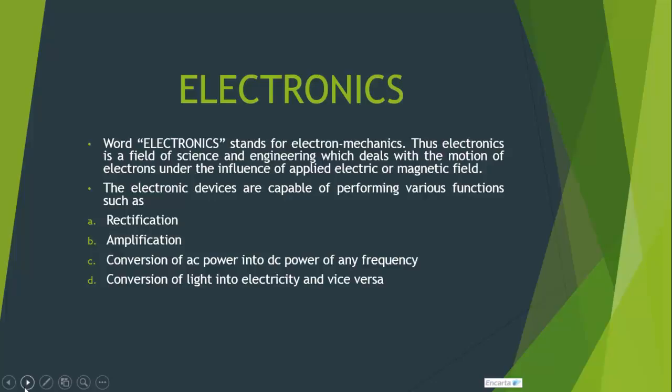The electron devices are capable of performing various functions such as rectification, that means conversion of AC signal into DC signal, then amplification, that means strengthening of weak signals, generation, that is conversion of DC power into AC power of any frequency, then conversion of light into electricity and vice versa.